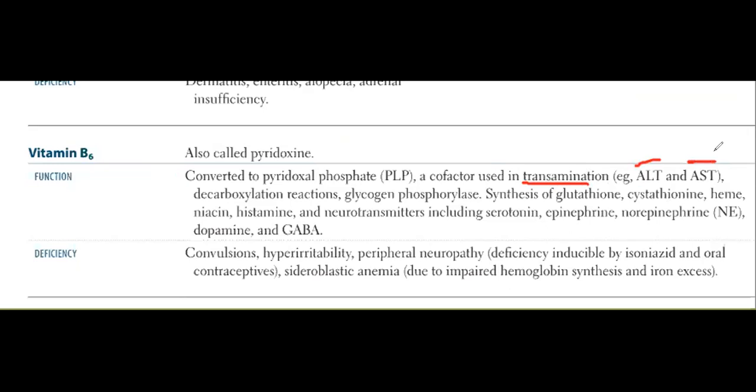Now, the other enzymes in which it's helping are the decarboxylation reactions, or you can say decarboxylase enzymes. And then you see glycogen phosphorylase. So it is helping in glycogen phosphorylase. It is helping in decarboxylation enzymes.